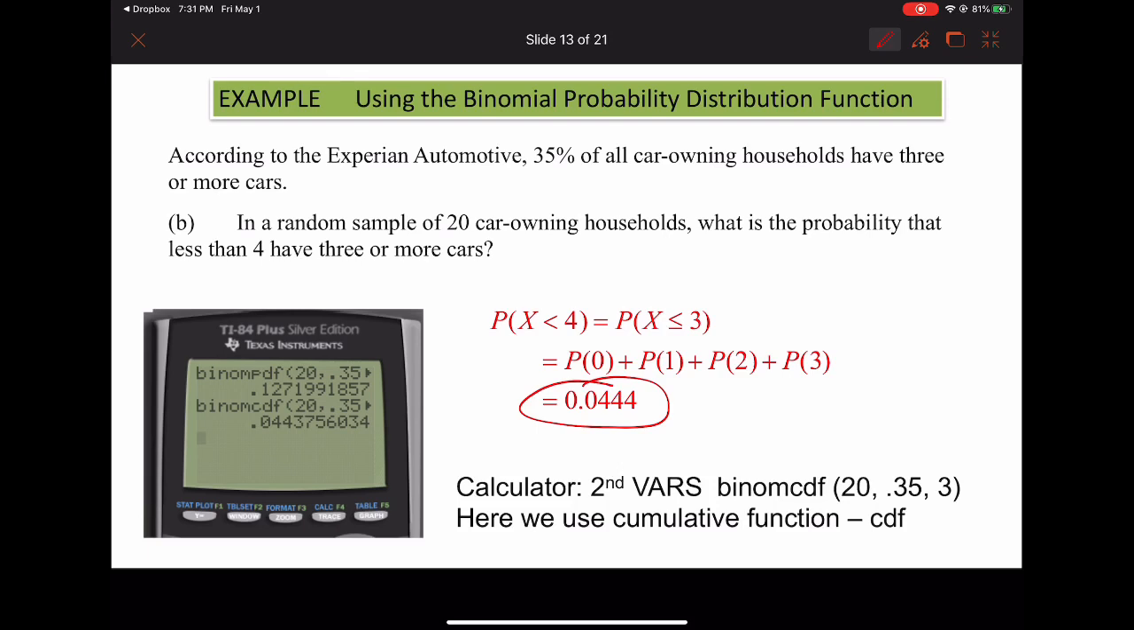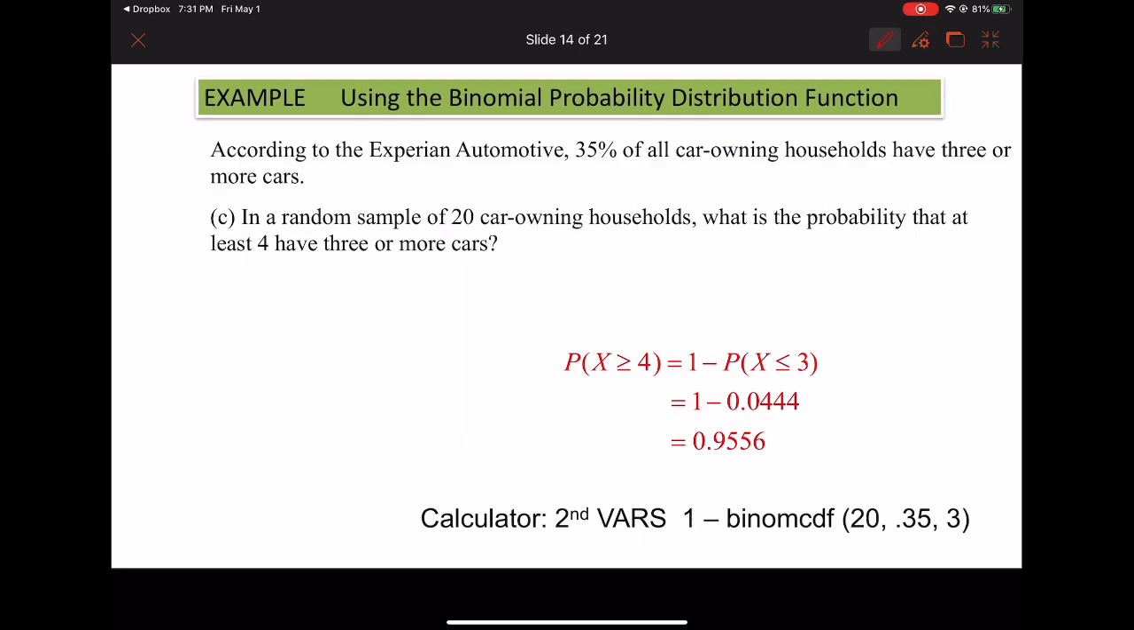Let's do one more. This is hopefully not going to mess with your brain a little bit. So let's take a look at this. This right here says, in a random sample of 20 car-owning households, what is the probability that at least 4 have 3 or more cars?